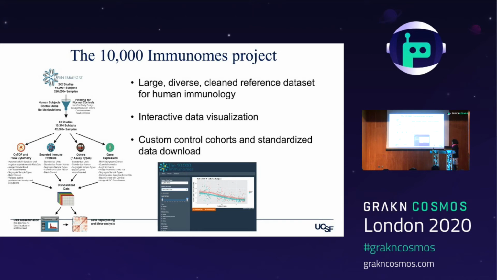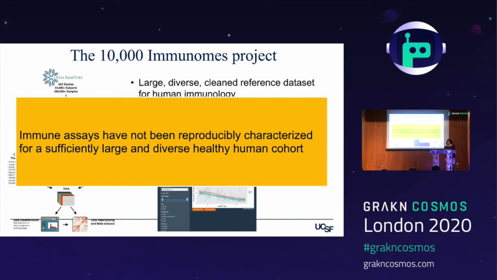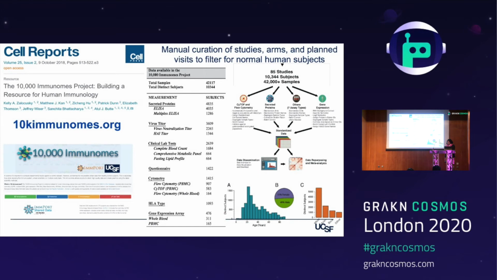We do it so that the community can build custom control cohorts based on their specification, and then this data can be downloaded. If you get a moment, go to 1000immunomes.org and you'll be able to download all of this data. Again, the motivation was that immunoassays have not been reproducibly characterized for a sufficiently large and diverse healthy human cohort. The benefit here is also diversity, since these are all crowdsourced data. We published this paper in Cell Reports.